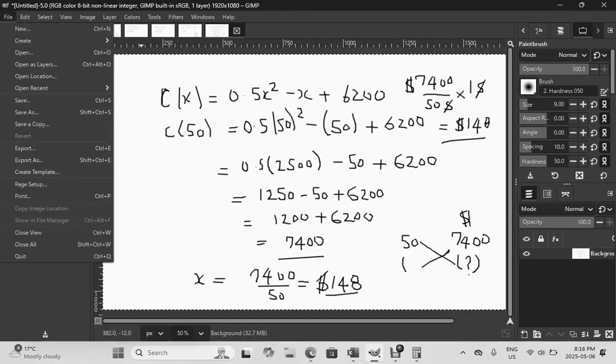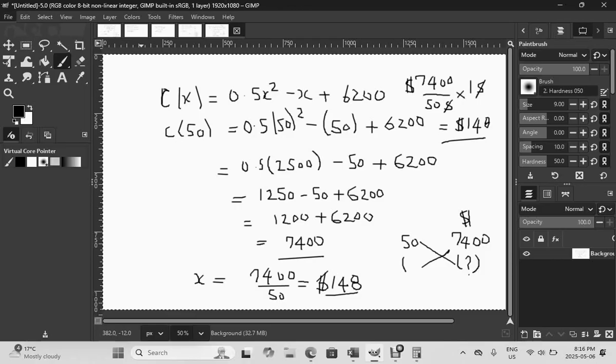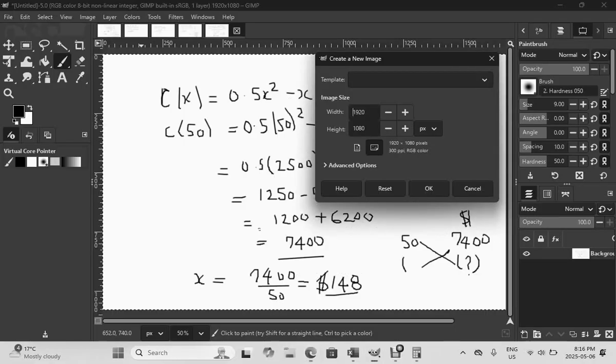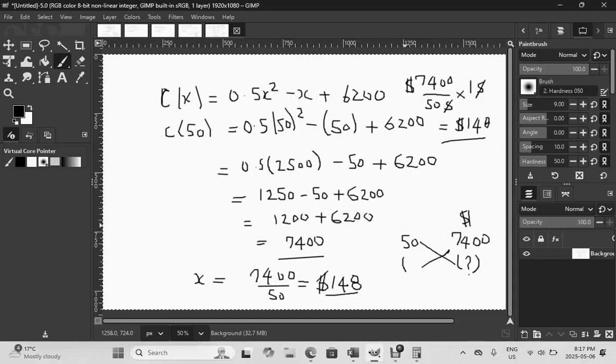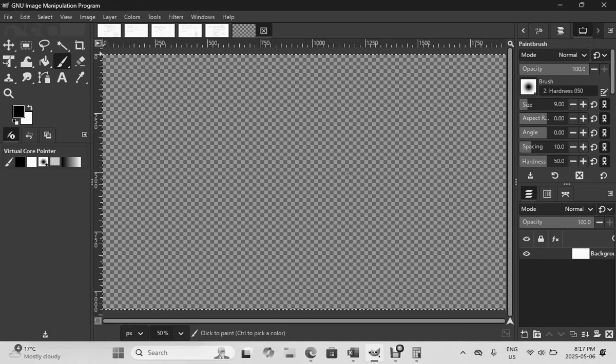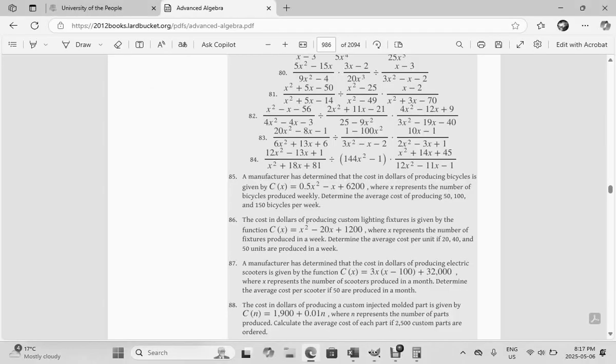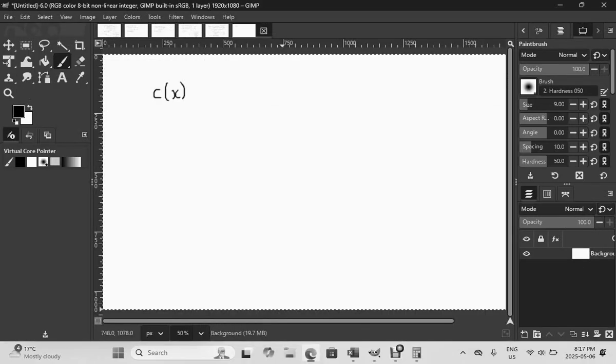All right, let's move on to the next word problem. Further down, the cost in dollars of producing custom lighting fixtures is given by the function C(x) = x² − 20x + 1,200. Let's write this down. C(x) equals x² − 20x + 1,200.